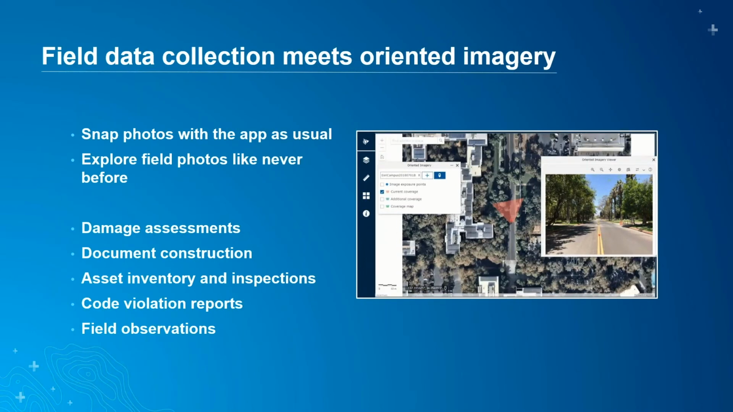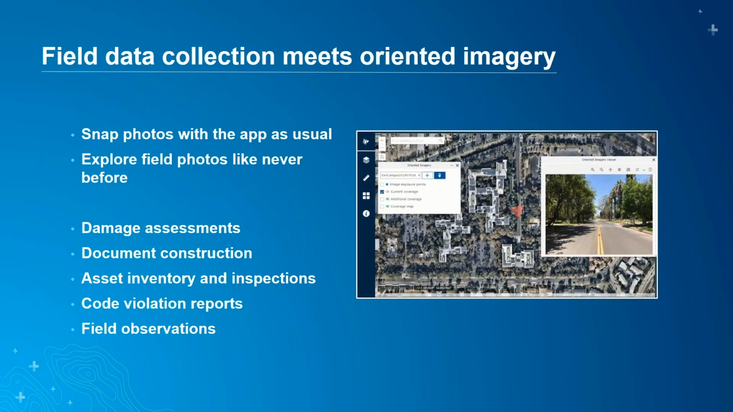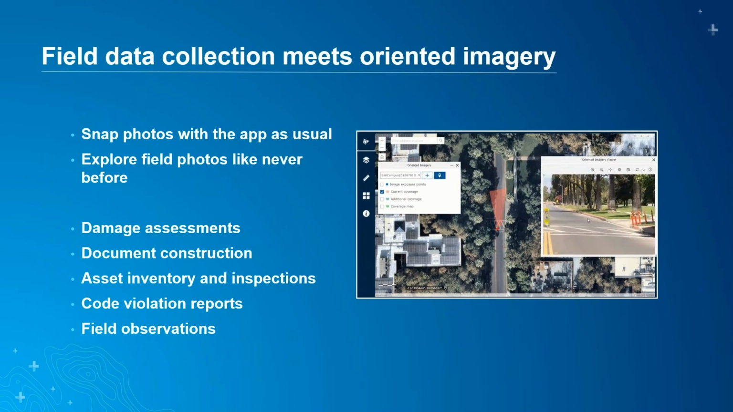For example, if you're conducting a damage assessment and take a picture of a building from the road, the oriented imagery will more clearly tie your observation to the correct building, and it can be validated with satellite imagery.